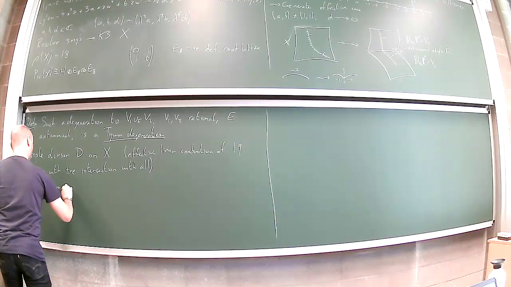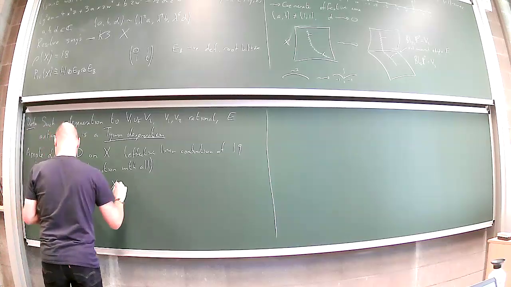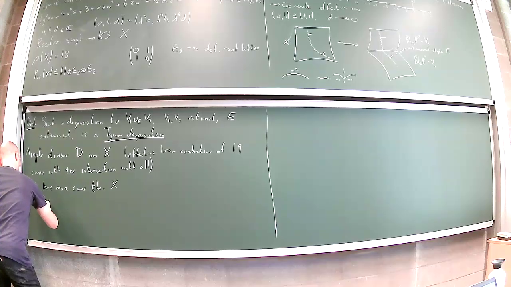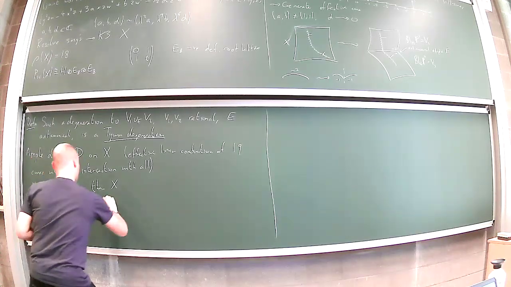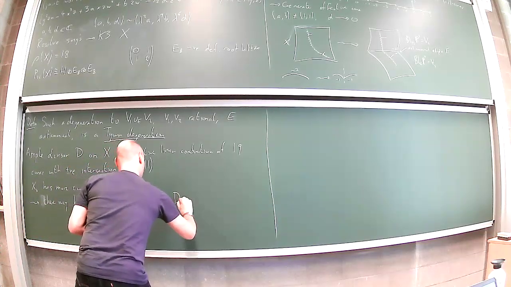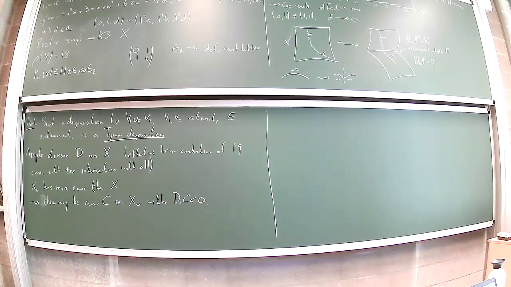X naught has more curves than X. So what does that mean? That means that there may, I don't want to say there is, there may be curves C on X naught with negative intersection with D. And we don't really want this.